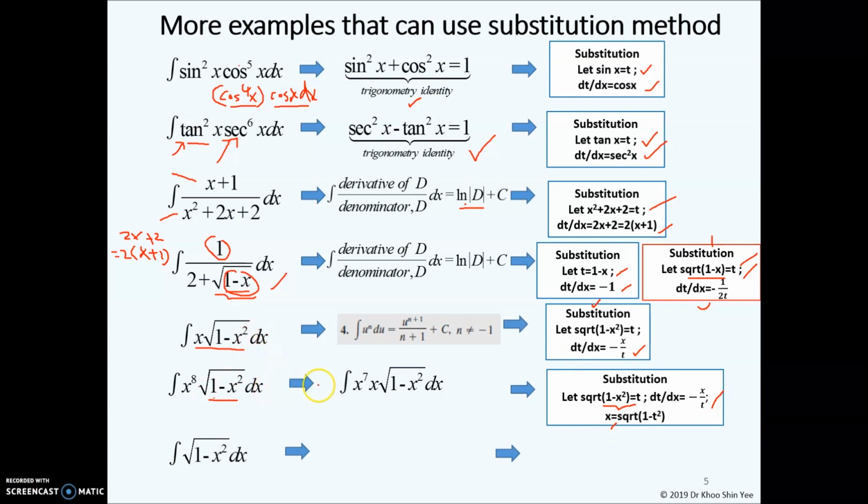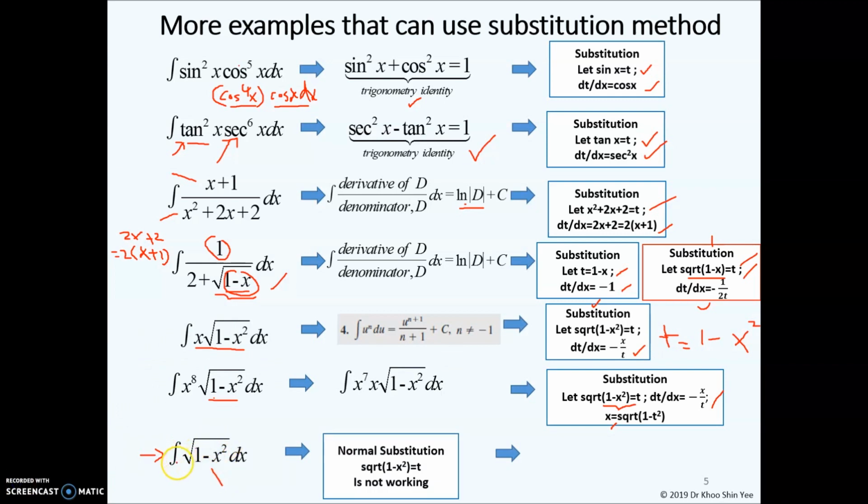Of course, to solve this problem, this is not the only substitution. You can let t equal to 1 minus x squared to solve it as well. Right, so I will leave these two examples for you to try. How about the last example here? In this case, if you let t equal to 1 minus x squared, we don't have additional x information at outside. Or if you let t equal to square root 1 minus x squared, also the same. The normal substitution is not working here.